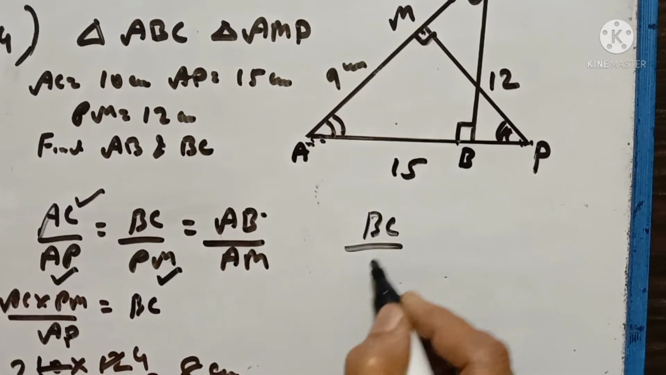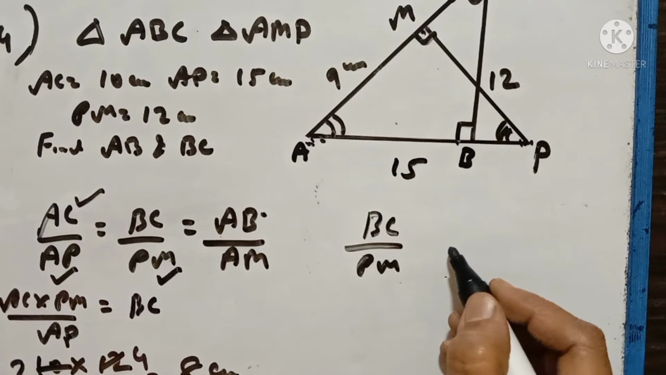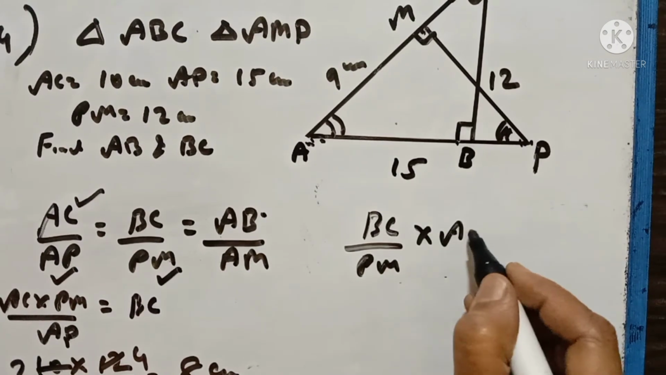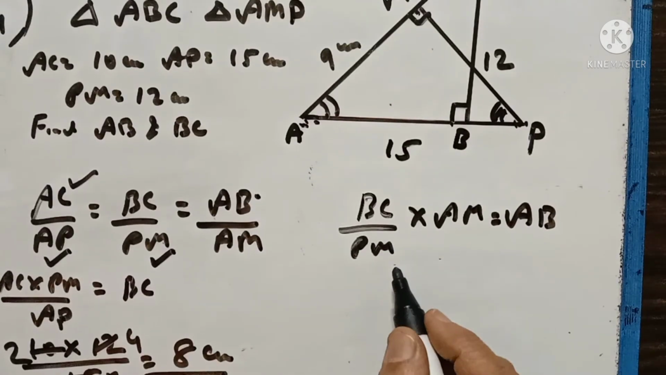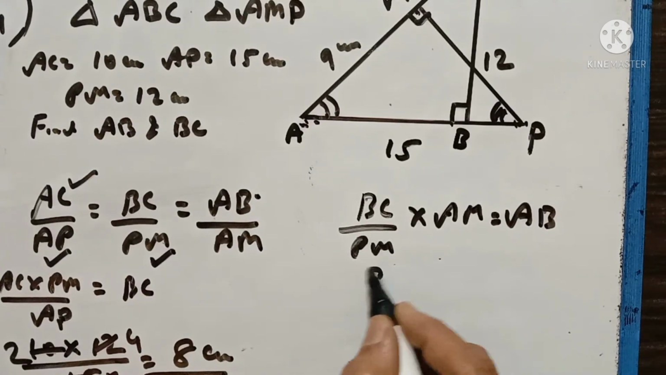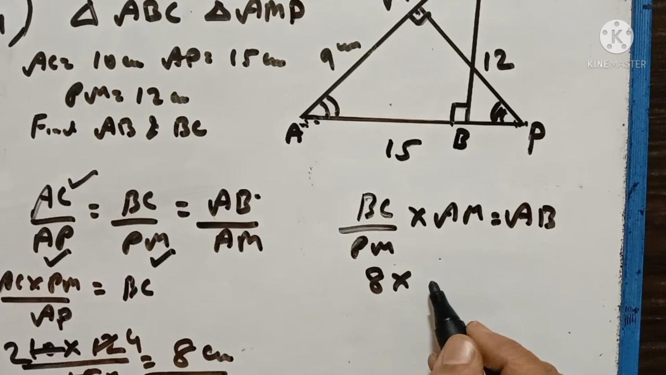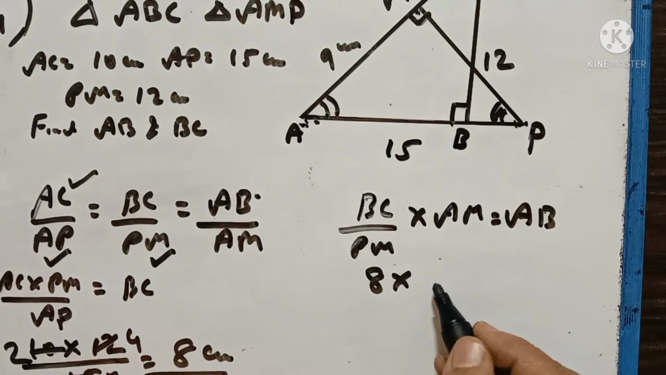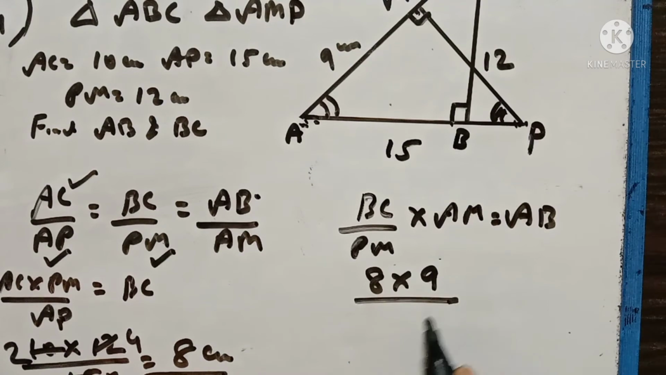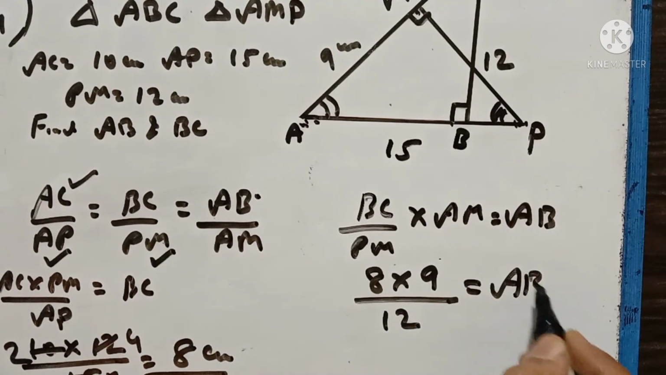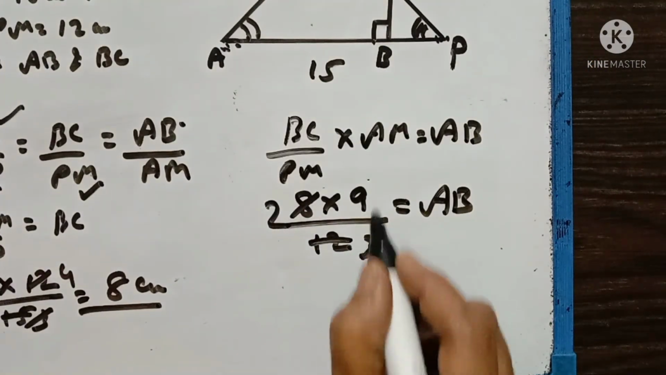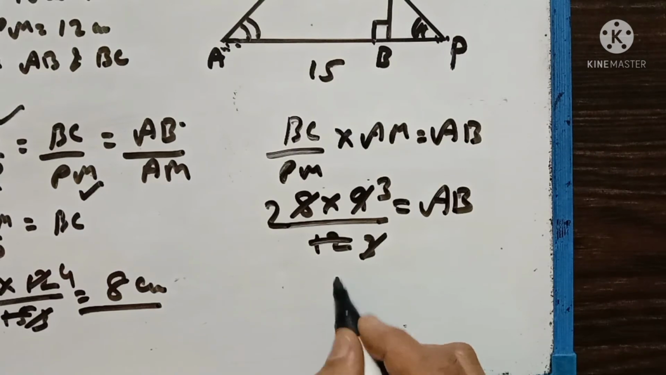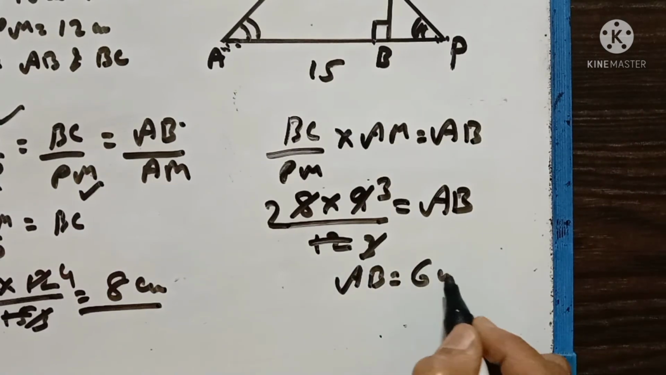So BC upon PM into AM is equal to AB. BC is equal to 8 centimeter, AM is equal to 9 centimeter, and PM is equal to 12 centimeter. That is AB. 4 2s are 8, 4 3s are 12, 3 3s are 9, 3 2s are 6. AB is equal to 6 centimeter.